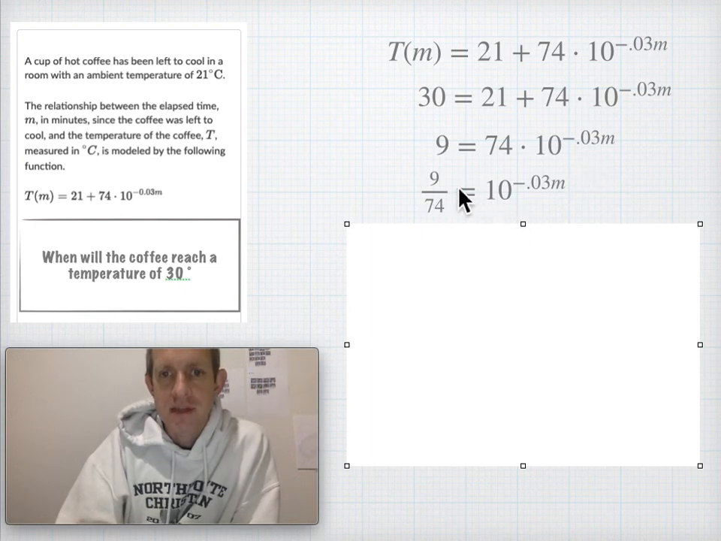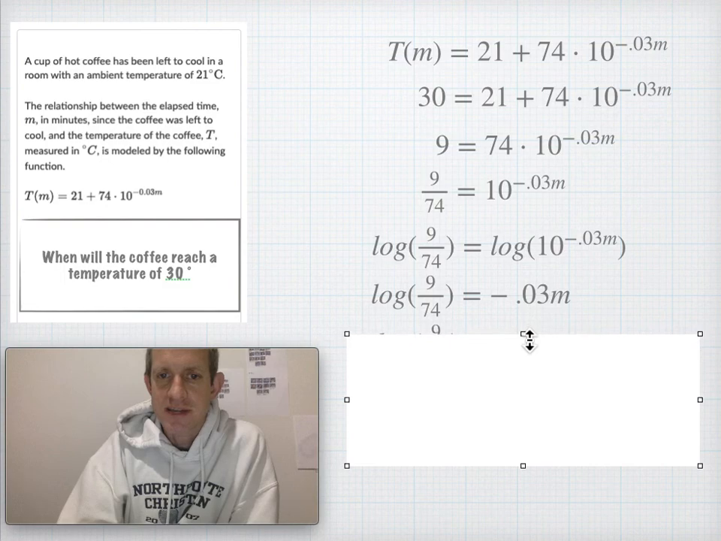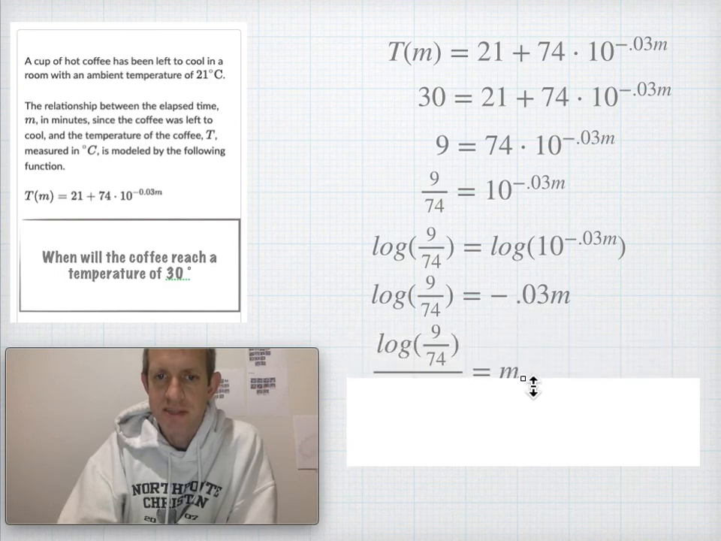And then I will take the logarithm of both sides. To do that, I'll use log base 10. And on the left-hand side, I'm just going to leave that be. But on the right-hand side, that undoes the 10 raised to the exponent of 0.03m. And so that leaves behind negative 0.03m. We'll divide both sides by that.